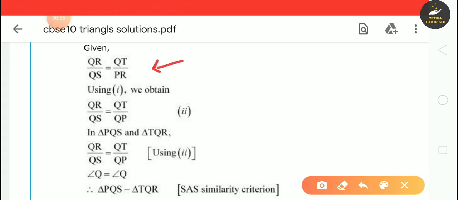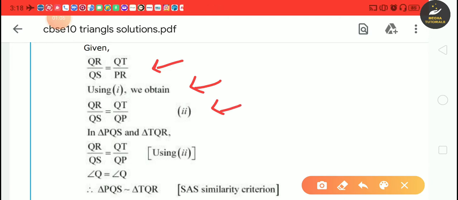Now it is given that QR upon QS is equal to QT upon PR. Using 1, we can write QR upon QS is equal to QT upon QP. That is equation 2. Now in triangle PQS and triangle TQR, QR upon QS is equal to QT upon QP from 2, and angle Q is equal to angle Q, that is common angle. Therefore triangle PQS is similar to triangle TQR using SAS similarity criteria. So this is your proof.